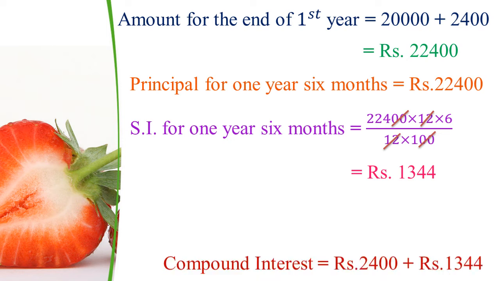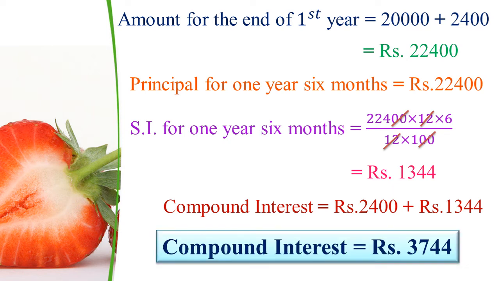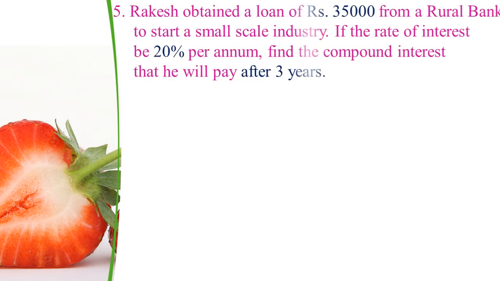Now we are going to find compound interest for 1 year and 6 months. So interest for the first year is rupees 2,400 and interest for 6 months is rupees 1,344. So compound interest is equal to rupees 2,400 plus rupees 1,344. So the compound interest is rupees 3,744. Children, let's see the next problem.